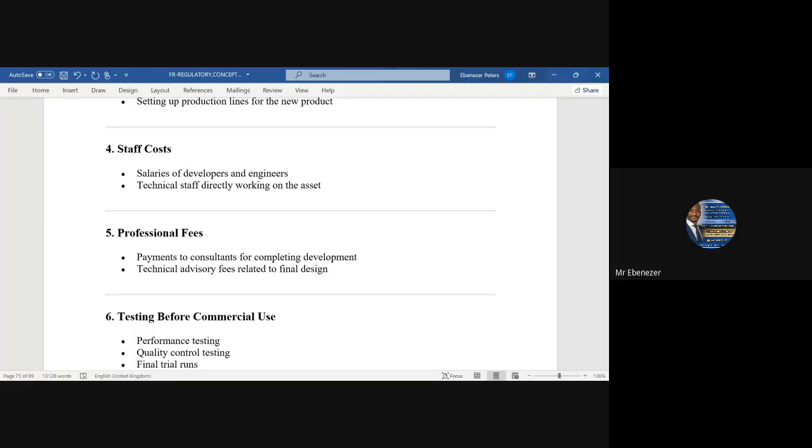Professional fees, I've talked about this before now, like paying a consultant to complete, not to verify. That you are paying a consultant to check the viability of a product does not mean that the product is going to come to pass. But when you now pay a consultant for completely developing the product, then you can capitalize their service. A lot of technical advisory fees that relate to the final design, always check it very well. So all of these are to be capitalized.